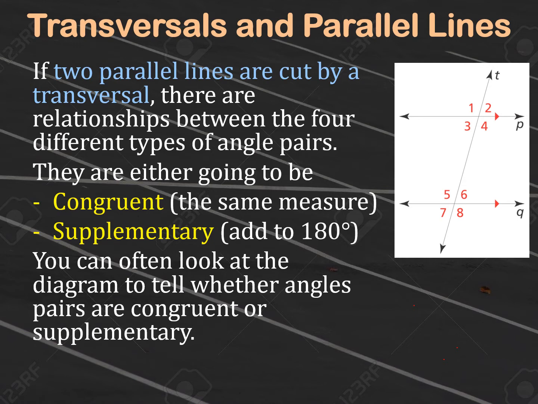For example, angles 1 and 5 are corresponding angles. You can tell they're both obtuse, so they're probably congruent. On the other hand, we have angles 3 and 5. One is acute, one is obtuse. They are consecutive interior angles, so since they're not the same type of angle, they're probably supplementary. So that's one way to help remember how the angle pairs are related, just by looking at the shapes of the angles.